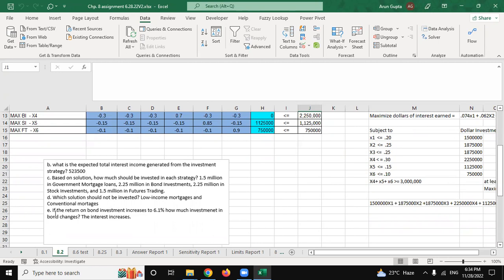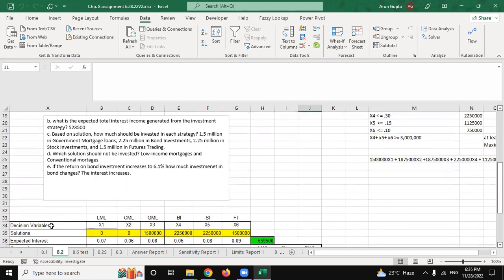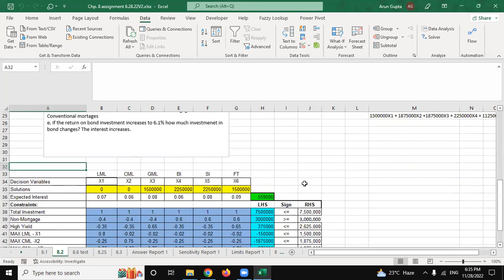Part E is the most interesting part of this question. It says that if they increase the bond investment rate to 6.1%, then how much does the investment in the bond change? This one I really like, the most interesting one. So if we change the value to 6.1 and the bond investment changes, then our figure will reach 559,500.